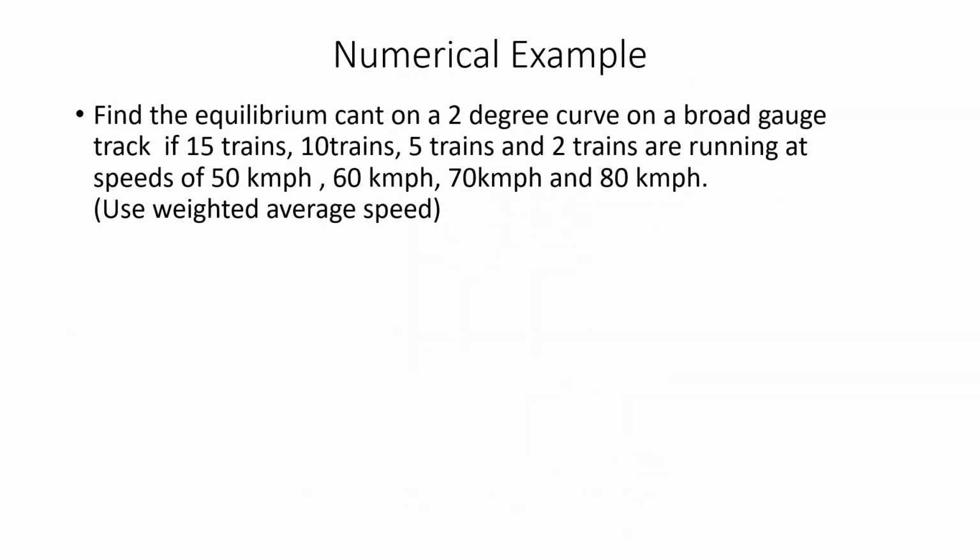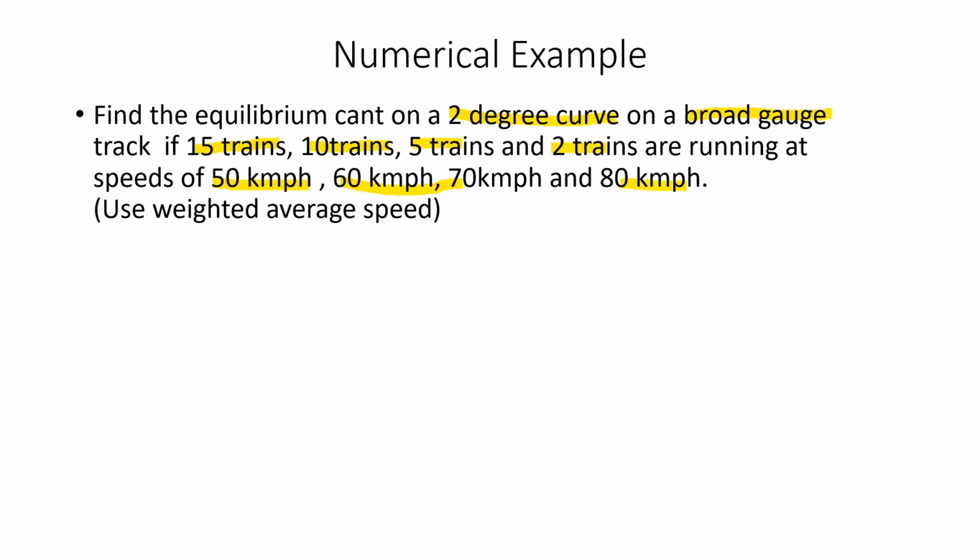Let's do a numerical example. What is asked here? Find the equilibrium point on a 2-degree curve. From this 2-degree curve, we have to get the radius. On a broad gauge track, 15 trains are running at a speed of 50 km per hour, 10 trains at 60 km per hour, 5 trains at 70, and 2 trains at a speed of 80 km per hour.